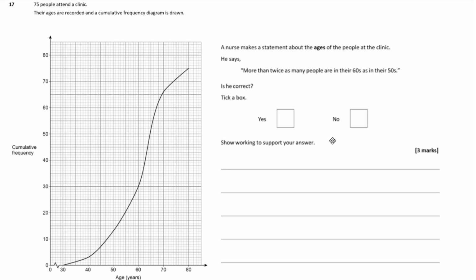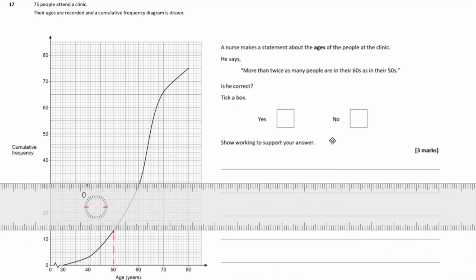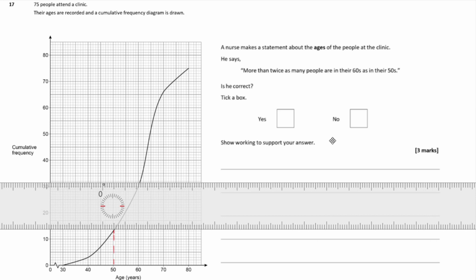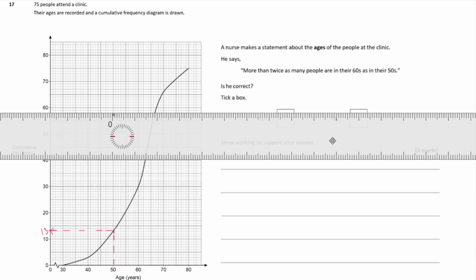Right, so where are the people who are in their 50s? Well, the people in their 50s are going to be between the ages of 50 and 60, aren't they? So I'm going to look up 50 on the graph until I get to the curve. Then I'm going to turn around and go this way, and find out how many people are 50 or less in age. Okay, that's going to give me 13, I believe. So there are 13 people who are 50 or less.